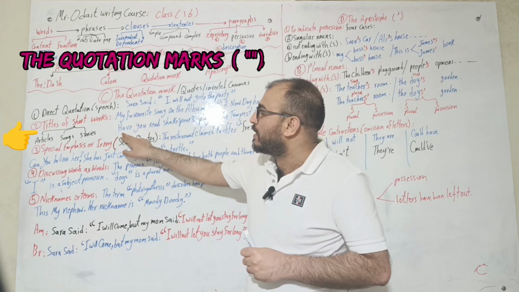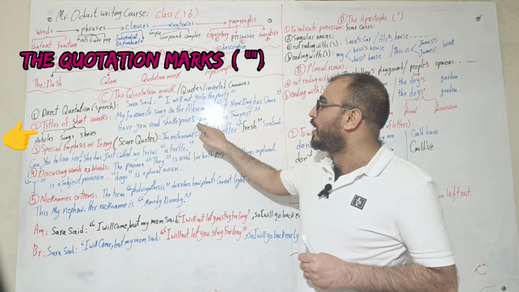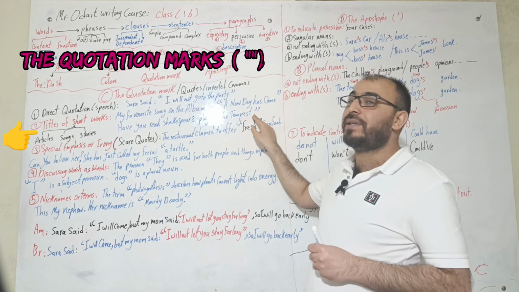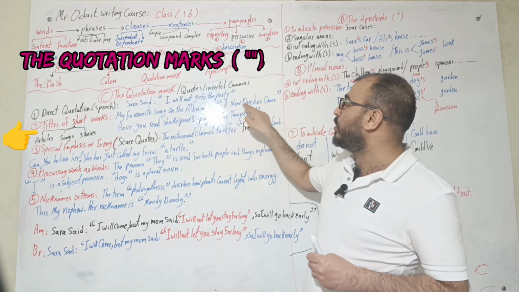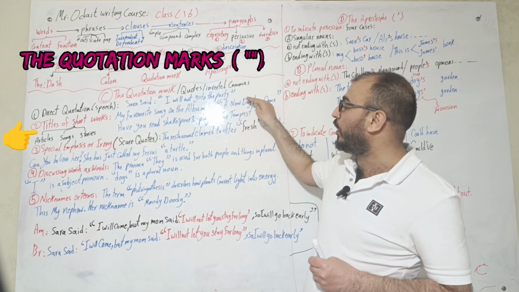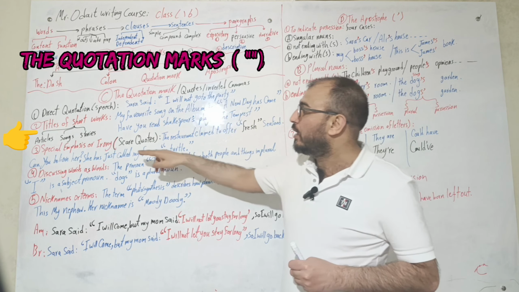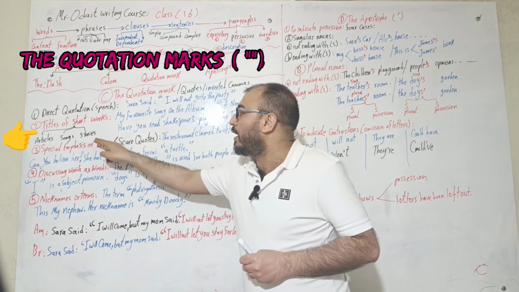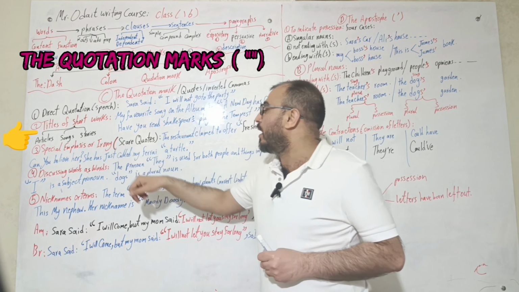And now here, the second example. Have you read Shakespeare's play, "The Tempest"? And here, my friends, "A New Day Has Come" and "The Tempest" are the names of a song and, let's say, a play. That's why we isolated them with quotation marks.